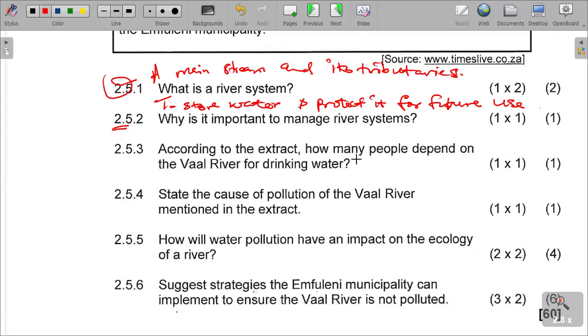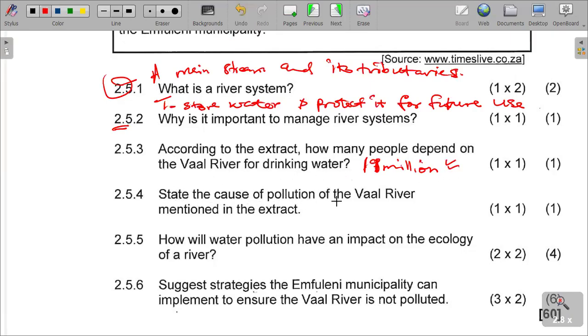According to the extract, how many people depend on the Vaal River for drinking? This is given in the essay there. I read it already. There is 19 million people. You can get it straight on there. 19 million people are depending on the Vaal River.